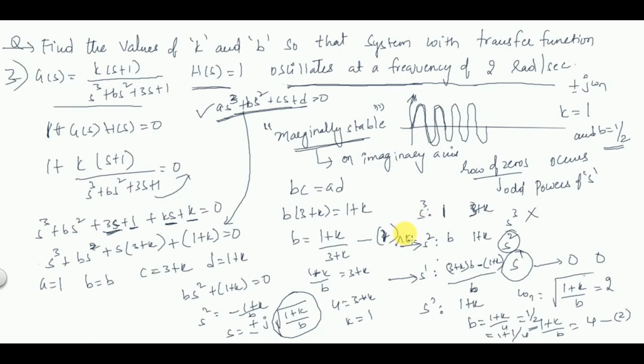Okay, so let me take one more slide. I'll explain to you the concept of this third order equation very clearly. So when you have a third order equation like this, a s cube plus b s square plus c s plus d is equal to 0, and you construct the Routh array, so s cube: a, c; s square: b, d; s power 1 is (bc minus ad) by b; s power 0 is d.